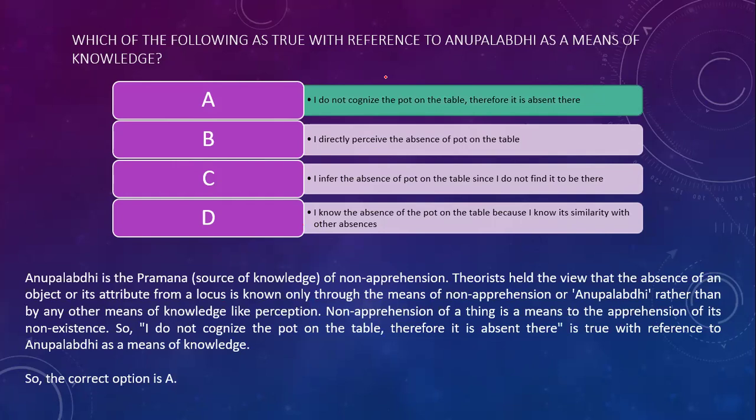Anupalabdhi is the pramana, the source of knowledge, of non-apprehension. The theorists held the view that the absence of an object or its attribute from a locus is known only through the means of non-apprehension, or anupalabdhi, rather than by any other means of knowledge like perception. Non-apprehension of a thing is a means to the apprehension of its non-existence. So the option "I do not cognize the pot on the table, therefore it is absent there" is true with reference to anupalabdhi.